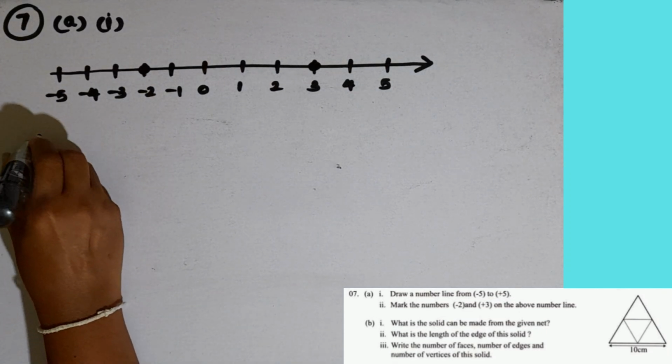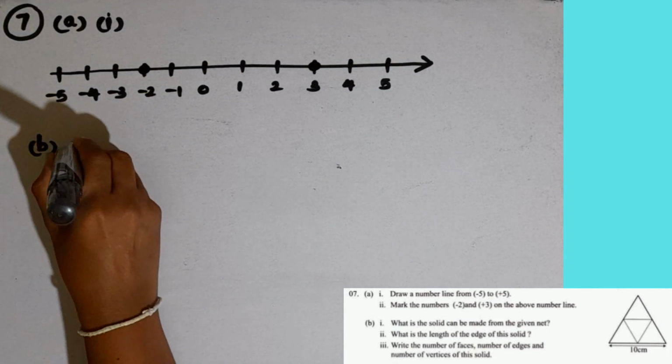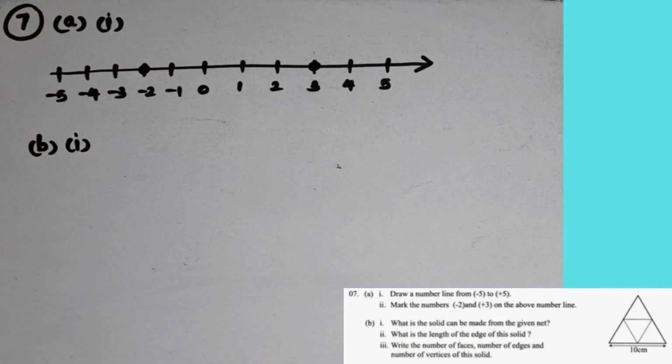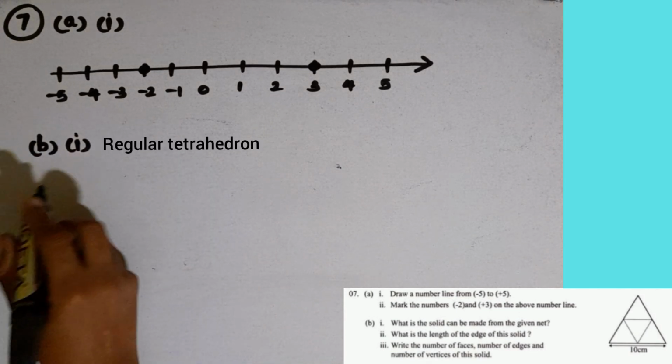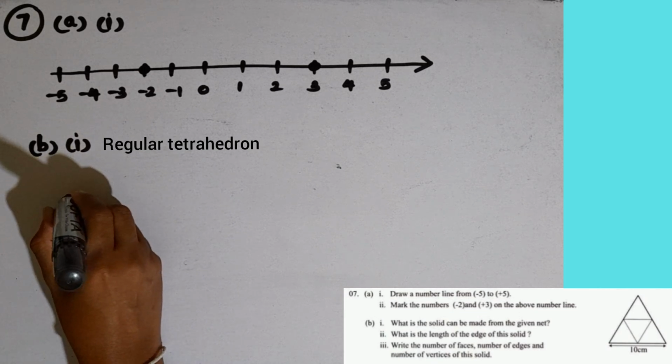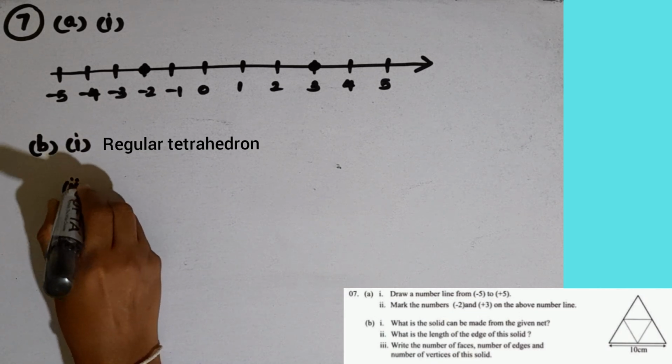Then B part. First part. What is the solid that can be made from the given net? By using this net. The net has 4 triangles with the same size. So we can create the solid, regular tetrahedron.